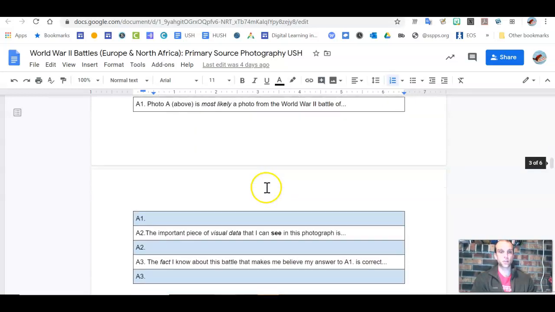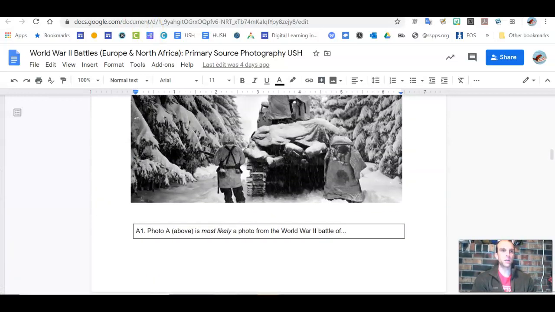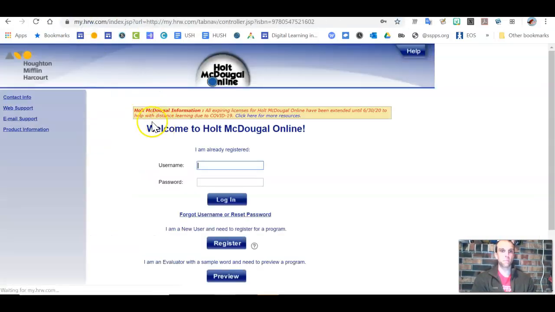So then you'll just answer in this very specific way. I think photo A is the Battle of Monopoly. The important visual data I can see in this photograph is the snow. And the fact I know about this battle is that the Battle of Monopoly took place in January in the forests of Sweden or whatever. That's really all I need from you, along with the do nows, is that sort of work.